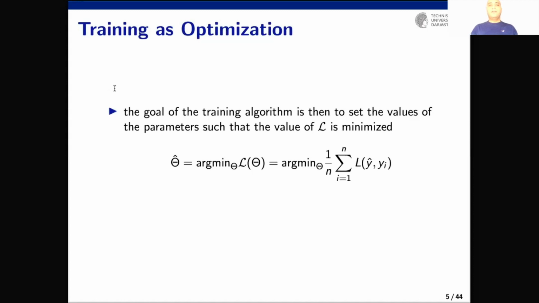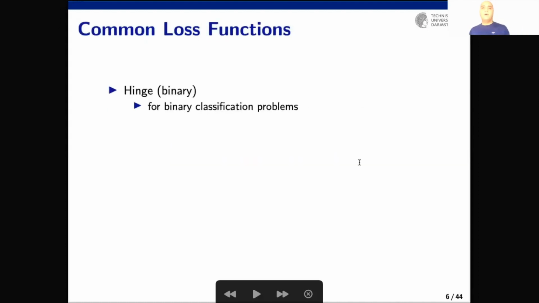So the goal of the training algorithm is to set the values of the parameters such that the value of the loss is minimized. So our goal is to find the best value of theta that yields the minimum value of the loss. If we minimize this function, then we have everything. But what type of loss function can we use here? Let's look at some common loss functions that we have in NLP.